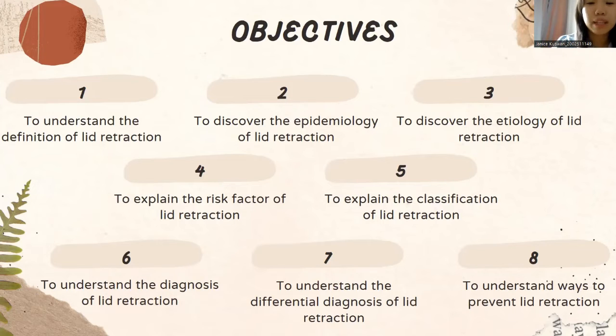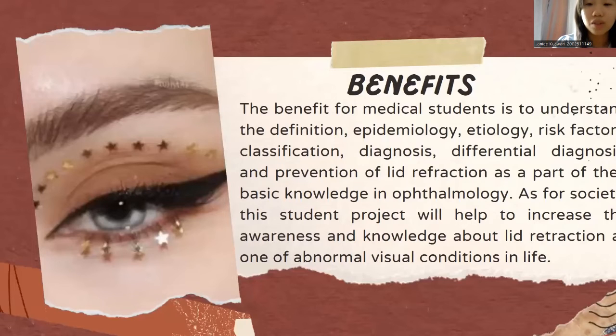The fifth one is to explain the classification of lid retraction. The sixth one is to understand the diagnosis of lid retraction. The seventh one is to understand the differential diagnosis of lid retraction. And last one is to understand ways to prevent lid retraction. Next, we continue to the benefits of the student project.